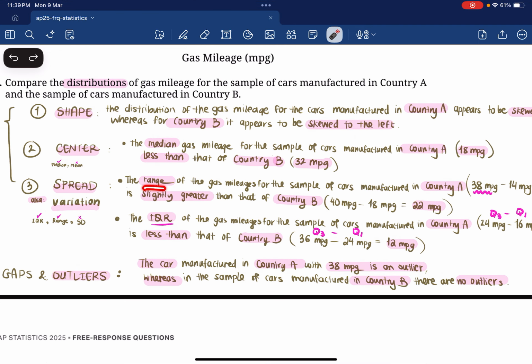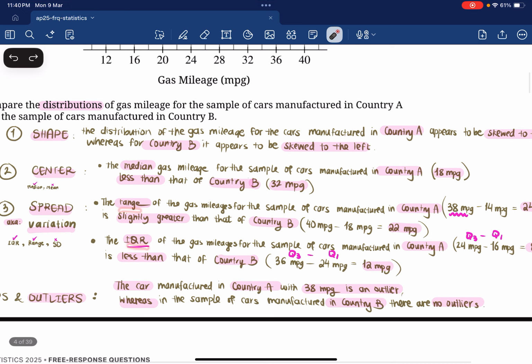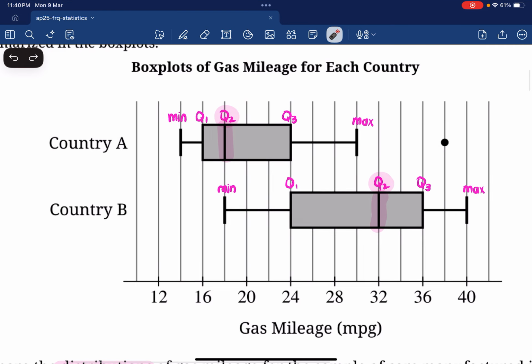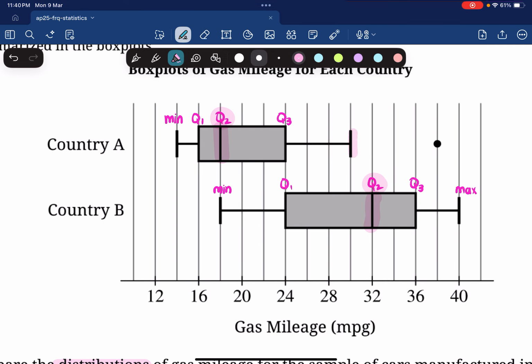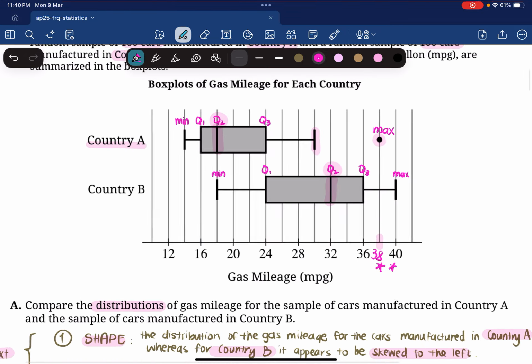The measure of spread, aka variation, what can we talk about? We can talk about the range and the interquartile range. To find the range, we do maximum minus minimum. You just have to be careful that in country A, this value is considered the maximum. Usually this represents the maximum, but since they gave us an outlier here, this value which represents the outlier is what we're going to consider the maximum for country A. So for country A, the maximum is 38 and not 30.